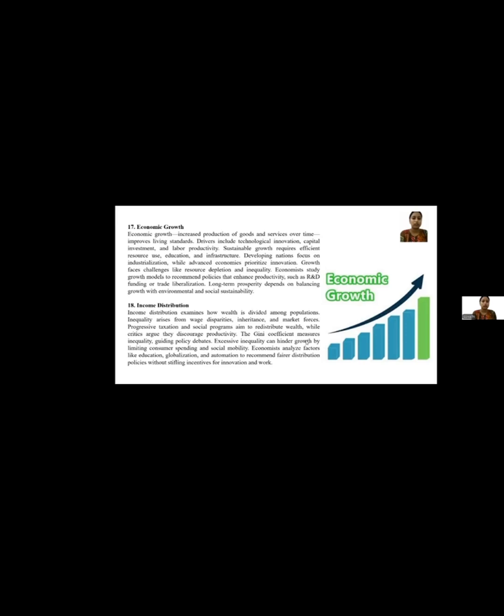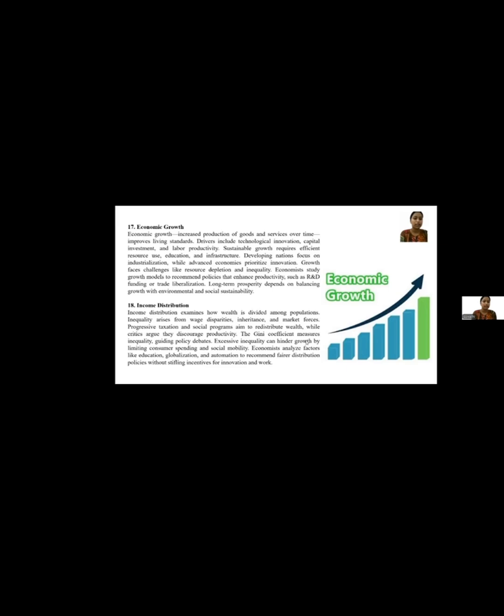Developing nations focus on industrialization, while advanced economies prioritize innovation, and growth faces challenges like resource depletion and inequality. Economists study growth models to recommend policies that enhance productivity, such as R&D funding and trade liberalization. Long-term prosperity demands balancing growth with environmental and social sustainability.